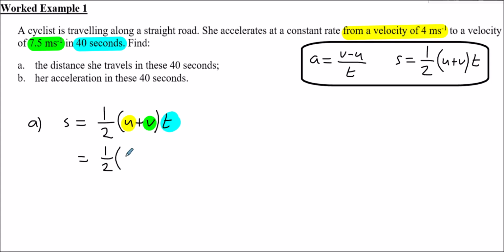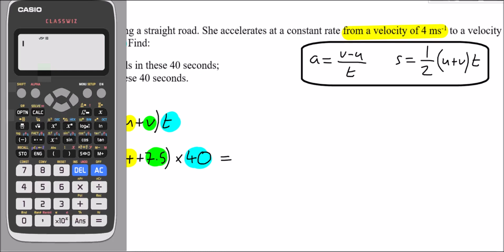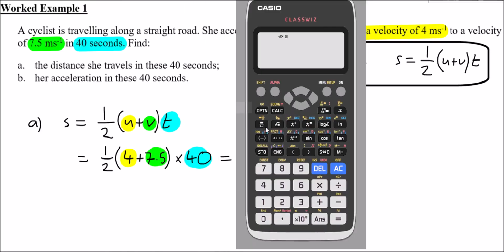So it's half, brackets, 4 plus 7.5, close brackets, multiplied by 40. All we need to do now is get the calculator, which you know very much how to use, plug in those values, and you're sorted. I'm going to do the same as what I'm suggesting you do. So we've got 1/2, brackets, 4 plus 7.5, close brackets, multiplied by 40, and we get 230. And so she's travelled 230 meters.